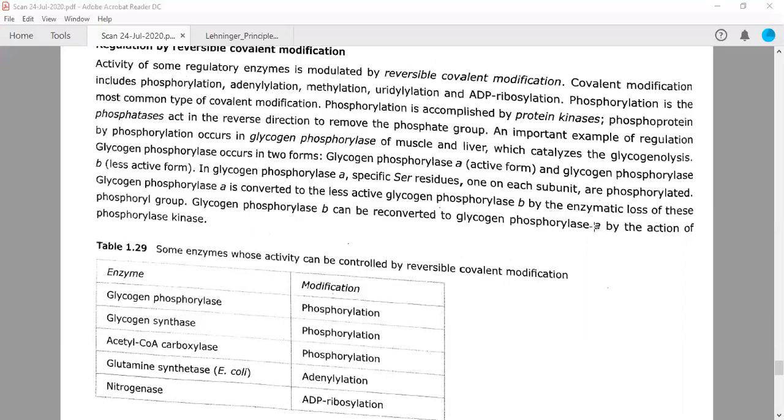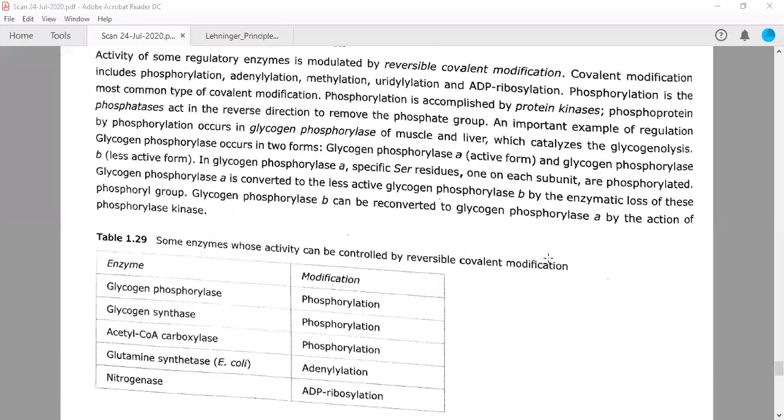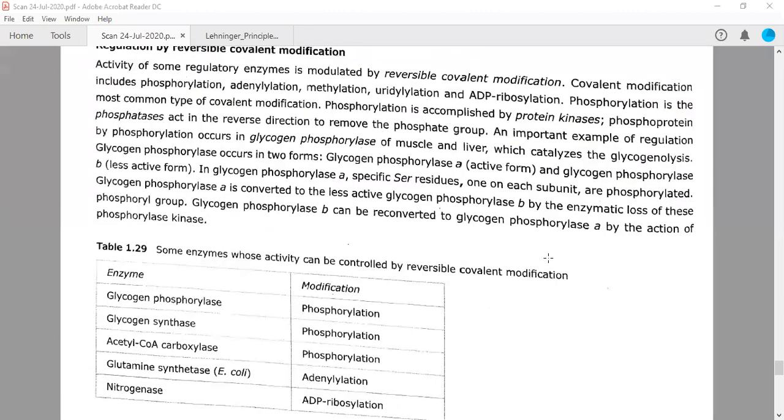It can be converted into the A form with the help of a kinase, and will be converted back into the B form with the help of some phosphatase, not phosphorylase. So phosphorylase and phosphatase are both different. Phosphorylases are actually kinases. Phosphatases are the enzymes which will remove the phosphate group.